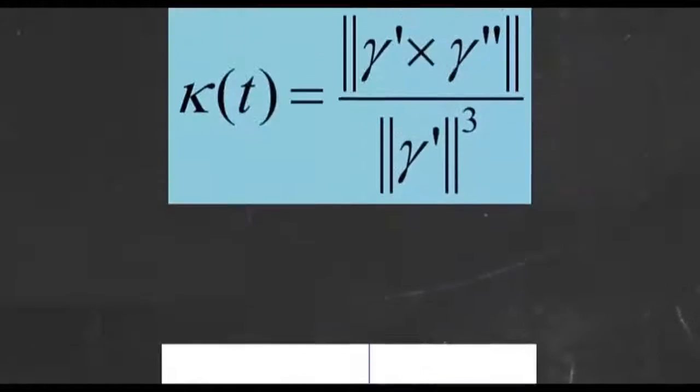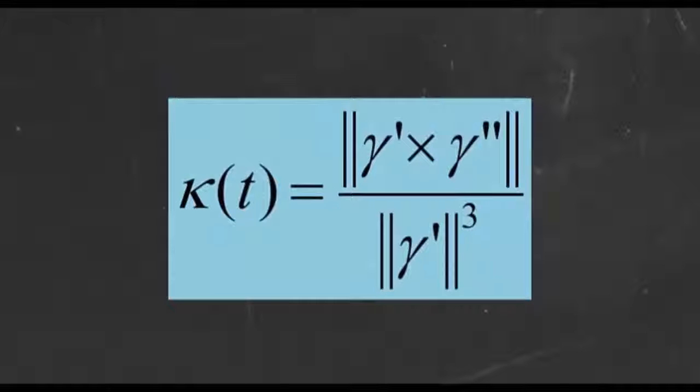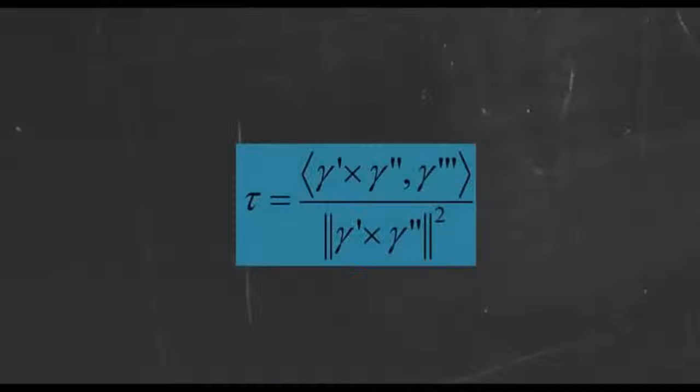We can calculate the curvature of the space curve by using this formula. Now to find the torsion of the space curve, we can use this formula. We find the value of the torsion to be 0.